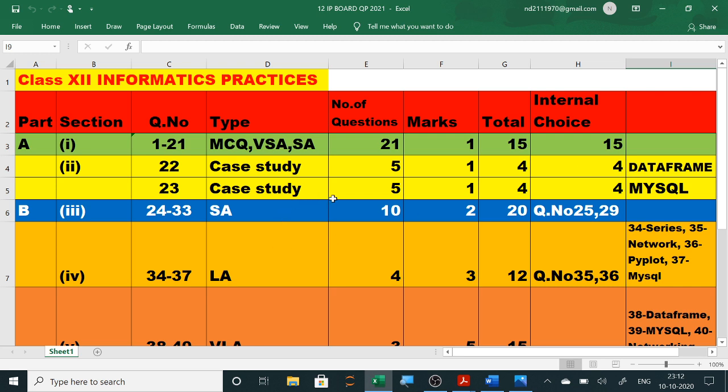Now next, again one MySQL case study is there. Here also out of 5 you have to attempt 4. So all are of 1 mark.